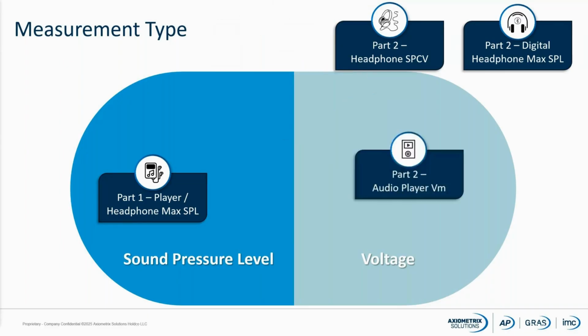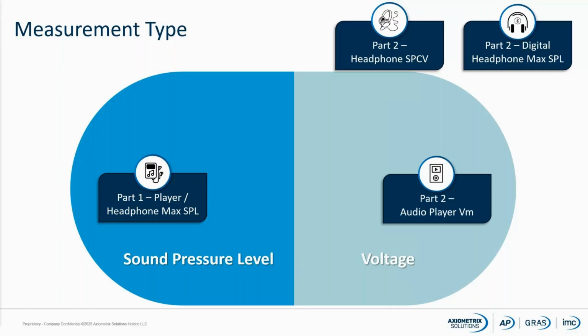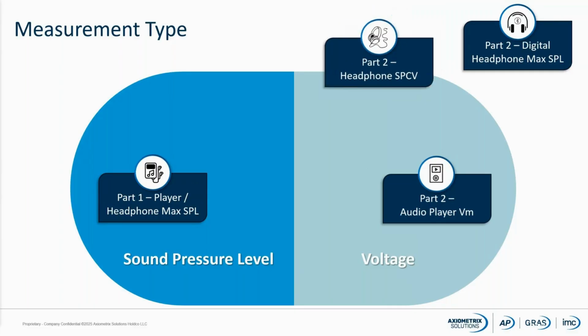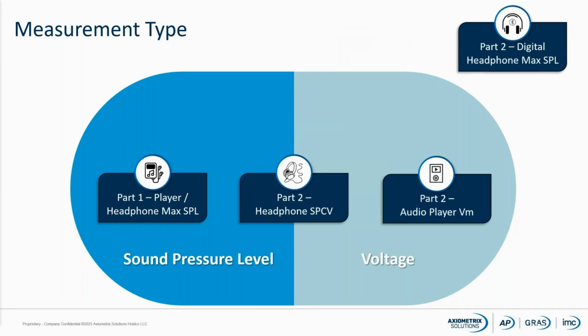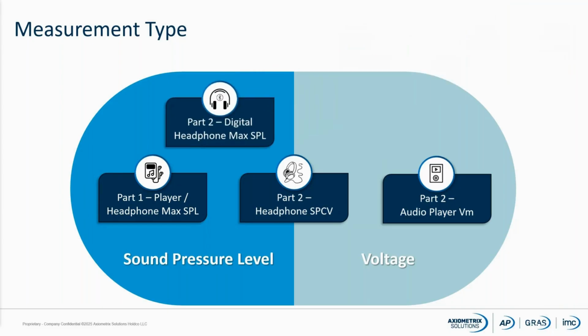First, we have Audio Player VM. This measures the maximum output voltage of the PMP. Next, we have Headphone SPCV, which measures the simulated program signal characteristic voltage using both SPL and voltage measurements. And finally, we have Digital Headphone Max SPL, where we measure the maximum SPL of a digital headphone.